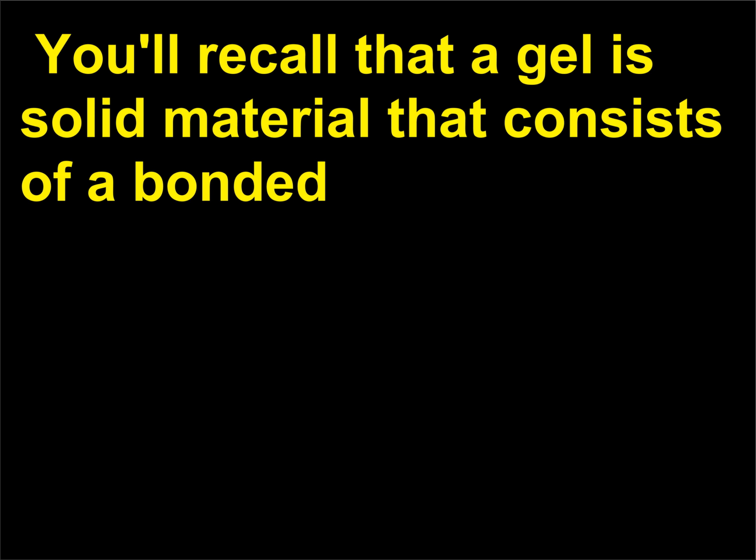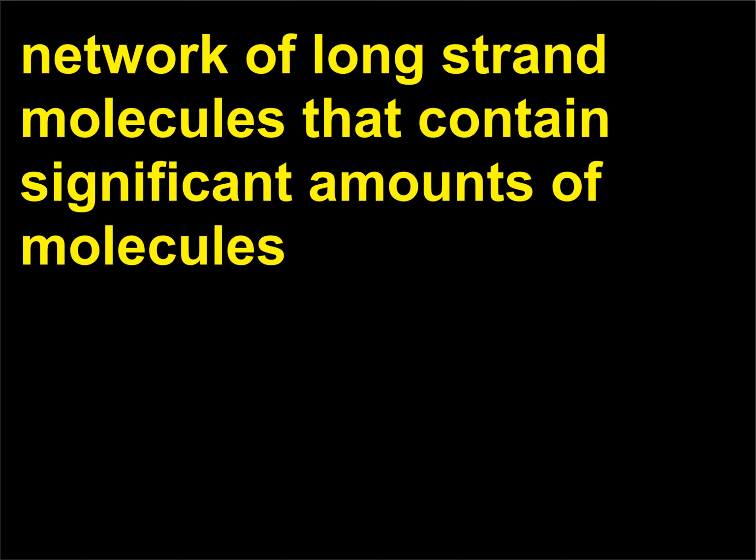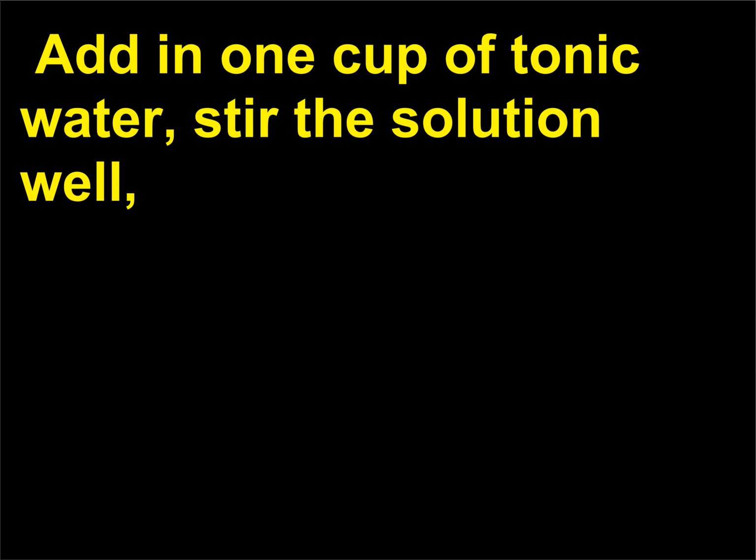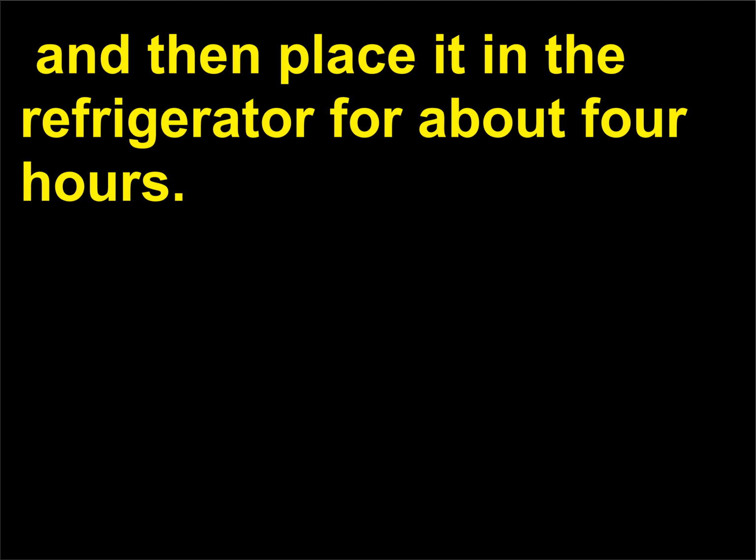You'll recall that a gel is a solid material that consists of a bonded network of long strand molecules that contain significant amounts of molecules that would otherwise behave as a liquid trapped within the solid network. Add in 1 cup of tonic water, stir the solution well, and then place it in the refrigerator for about 4 hours.